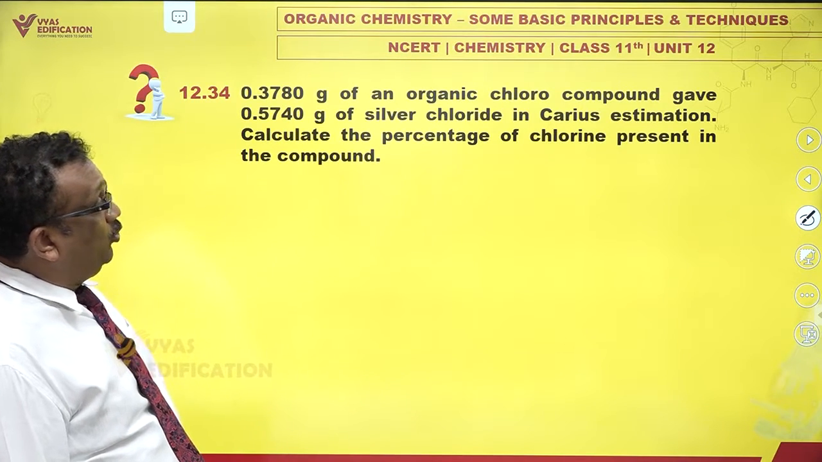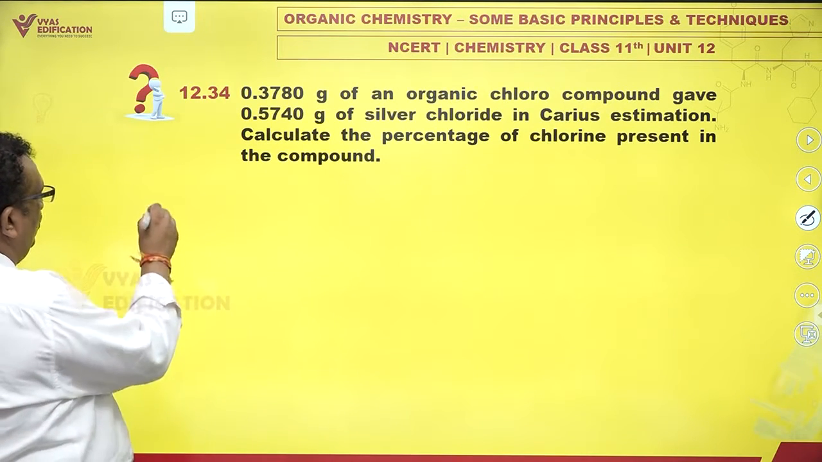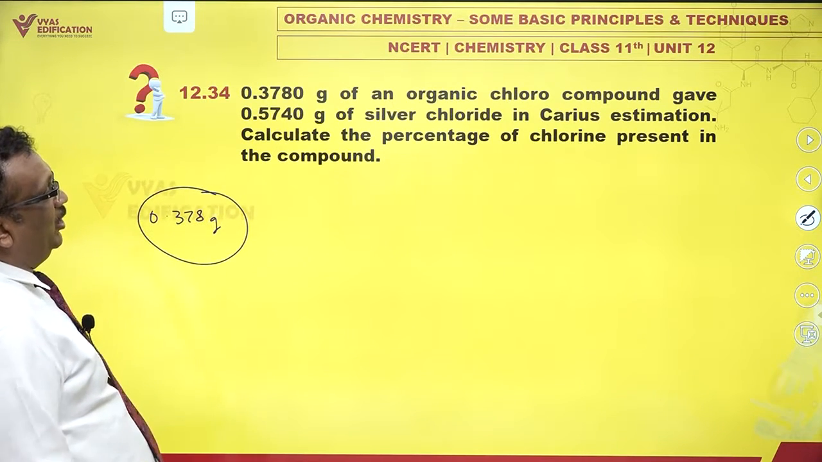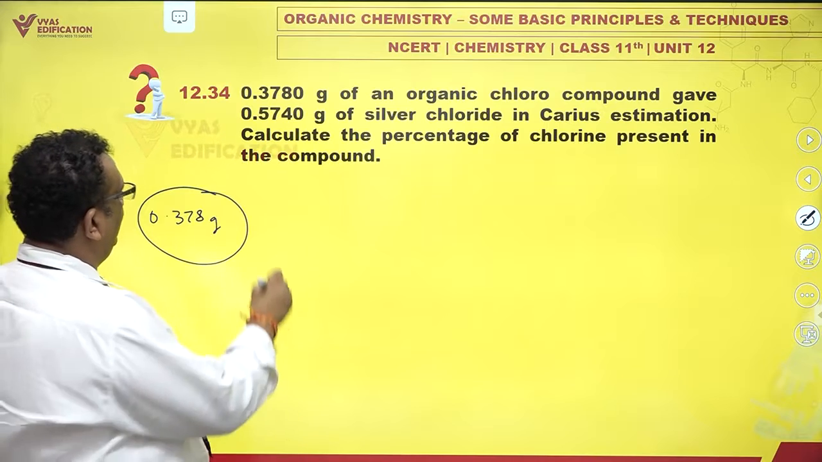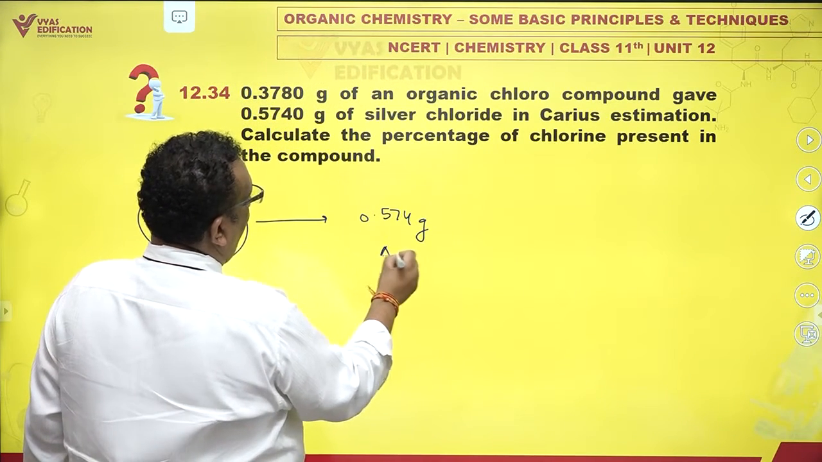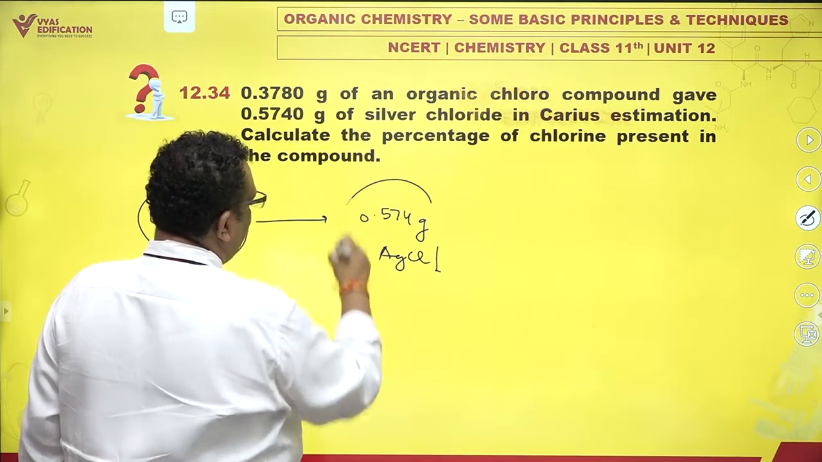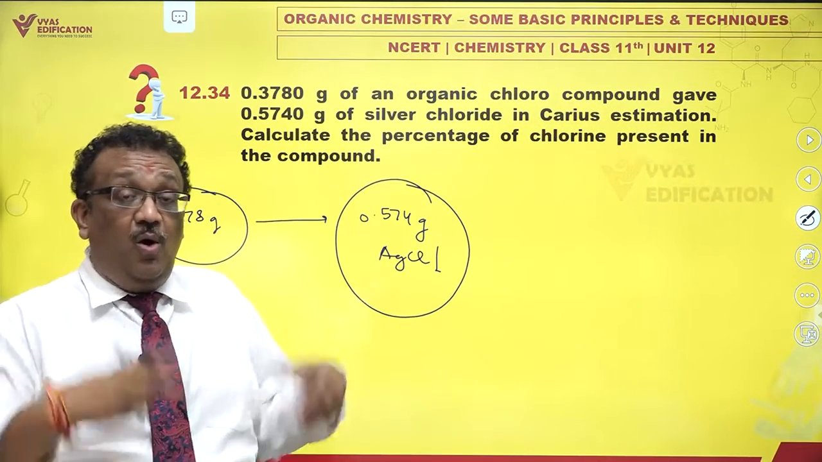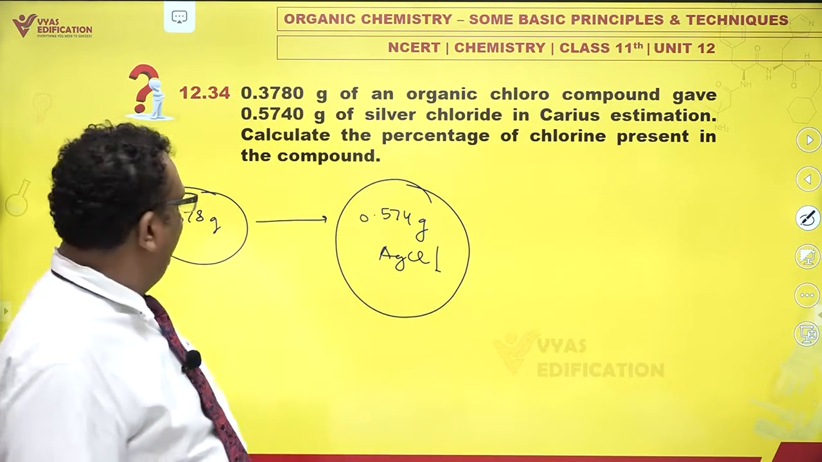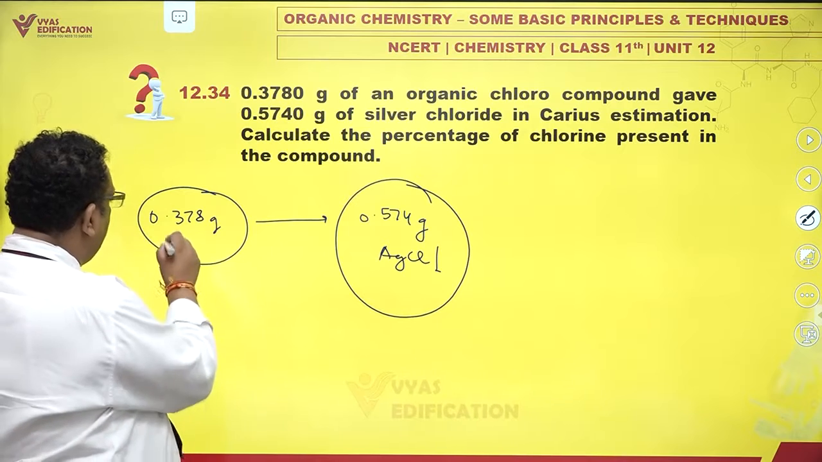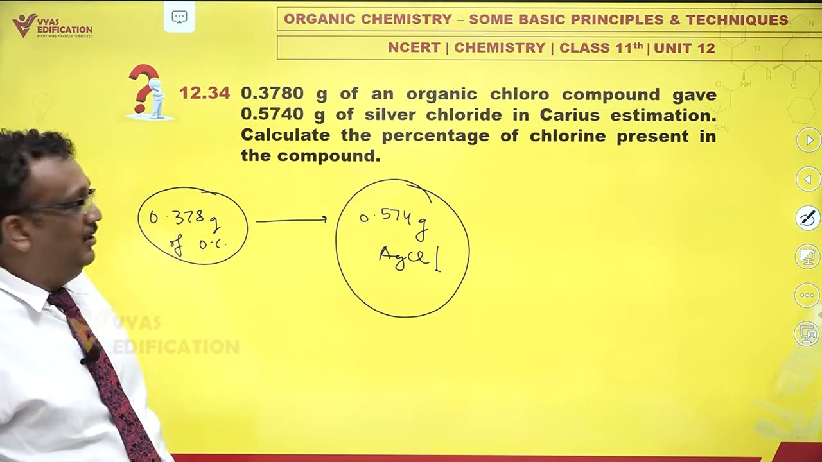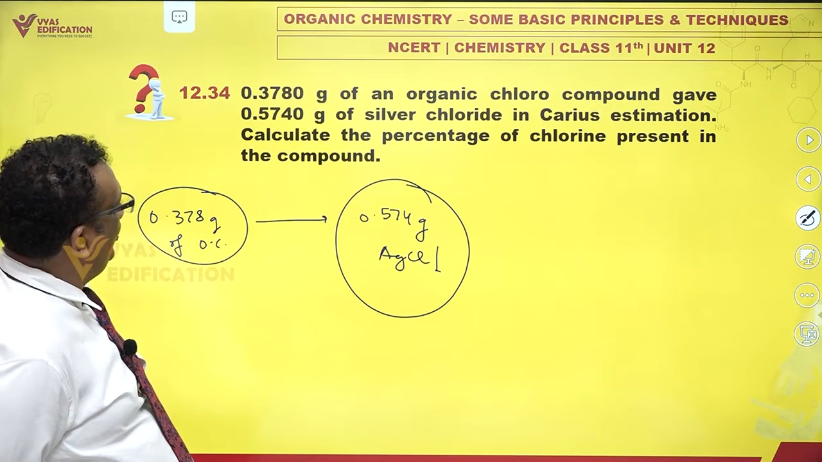0.378 grams of an organic chloro compound gave a lot of dirty numbers: 0.574 grams of AgCl in Carius estimation. Students sometimes are afraid, wow, Carius, Jaldal. Skip the names. Ultimately, it is just the principle of atomic conservation. So many grams of organic compound gave so much of AgCl. Calculate the percentage of chlorine present in the compound.